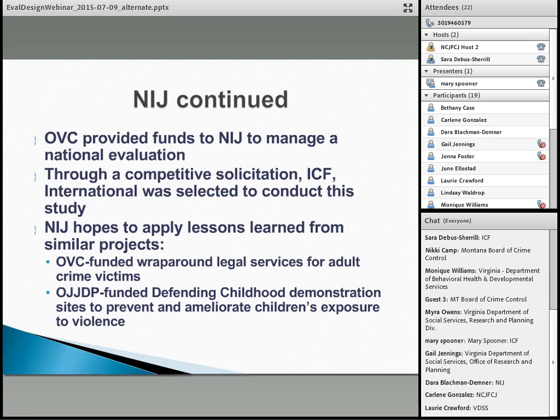And the other was a collaboration with our partners at the Office of Juvenile Justice and Delinquency Prevention, where NIJ recently completed an evaluation of the Defending Childhood demonstration sites. As you may know, that was a large demonstration project focused on preventing and ameliorating children's exposure to violence. And there's so much overlap with that particular project that we're planning a webinar in September, I believe, with the evaluation team from that project to speak to you all about some of the lessons learned that we hope will be useful to you as you're moving forward in your work.